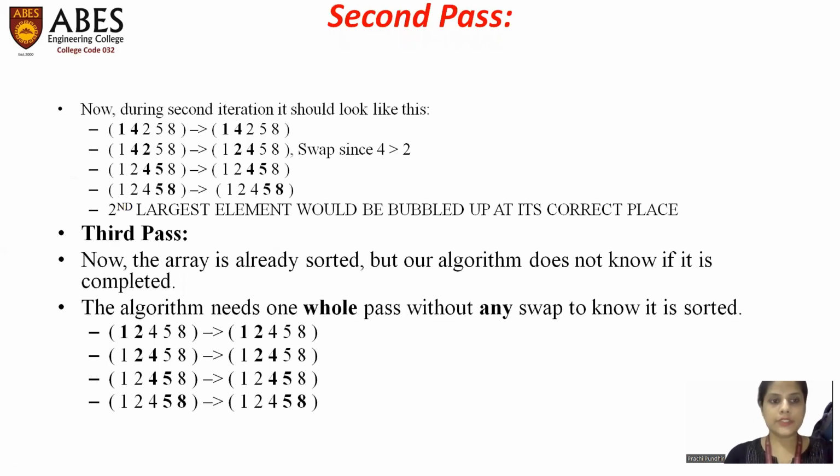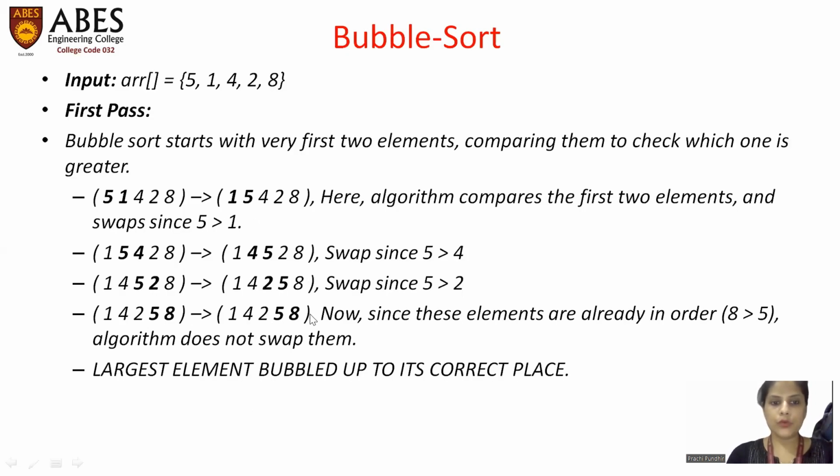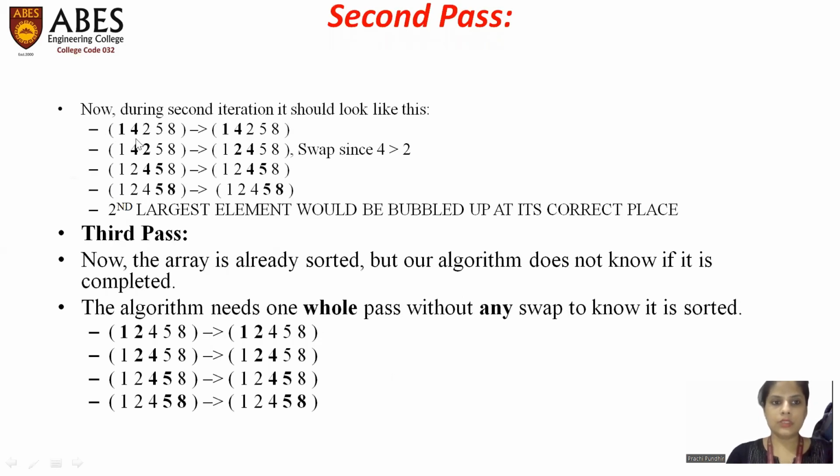Similarly, in the second iteration, we can see the array at the start of the pass will be 1, 4, 2, 5, 8. The elements will be compared in a similar manner. 1, 4 will be compared. 1 is already smaller, so it will remain at its original location. And after that, 4, 2 will be compared. 2 will come here and 4 here. And this is the thing, that the second largest element would be bubbled up at its correct place after the completion of pass 2.